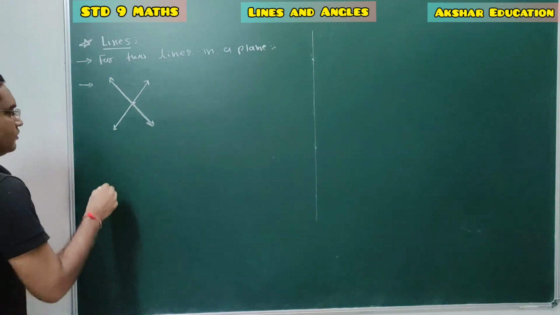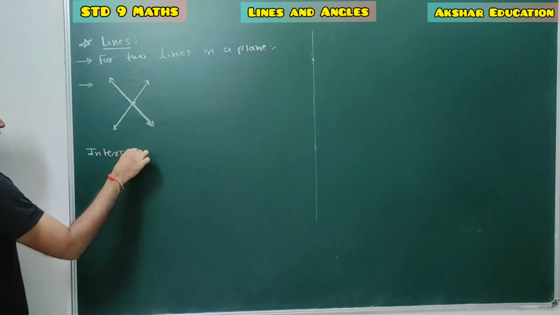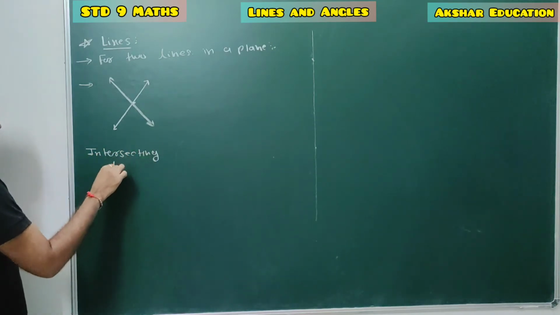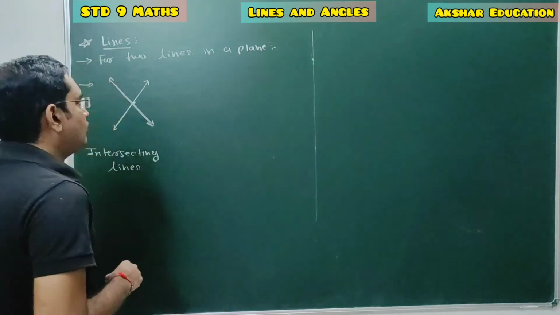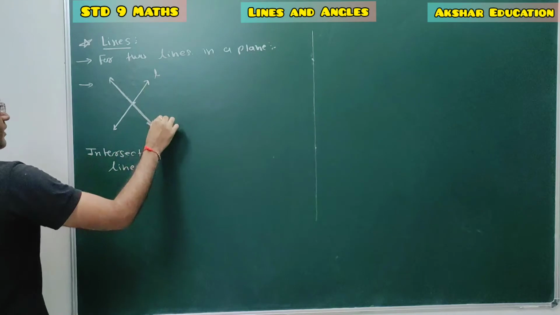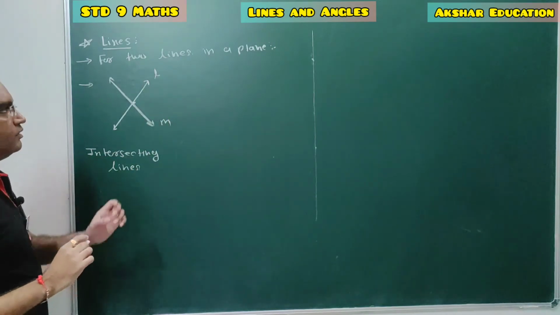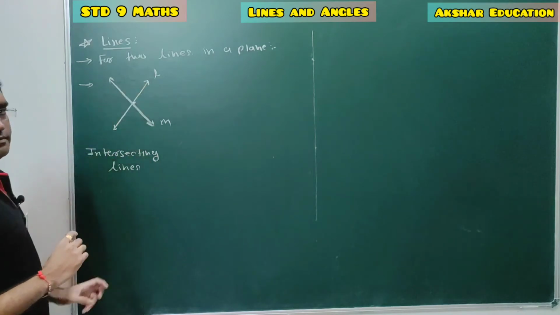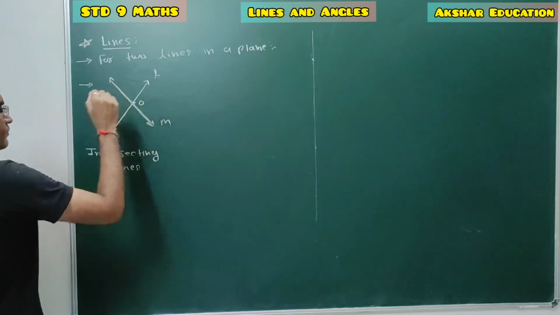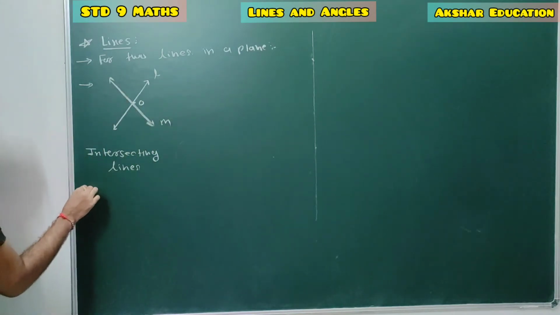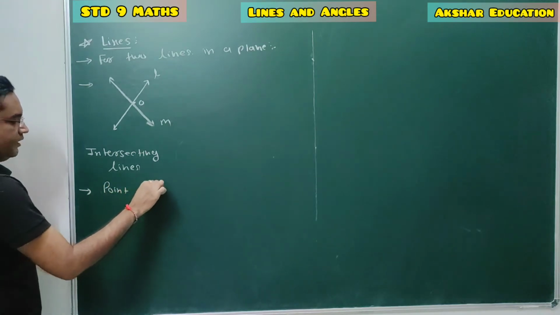intersect each other. So these are intersecting lines. These lines are known as intersecting lines. So what is the meaning of intersecting lines? Here two lines are there, line L and line M. A line can be represented by using a small alphabet. So the two lines are line L and line M. These two lines are intersecting each other at point O. So point O is known as the point of intersection.